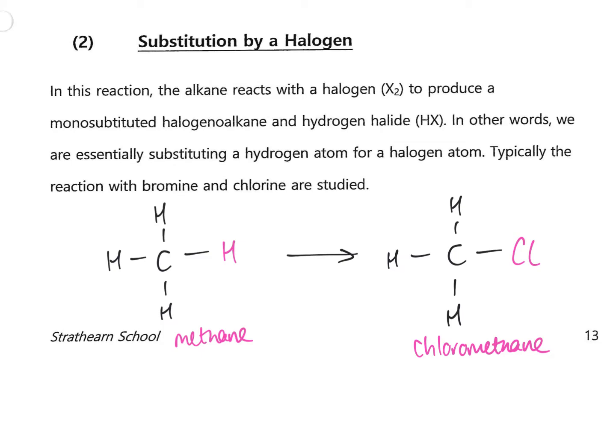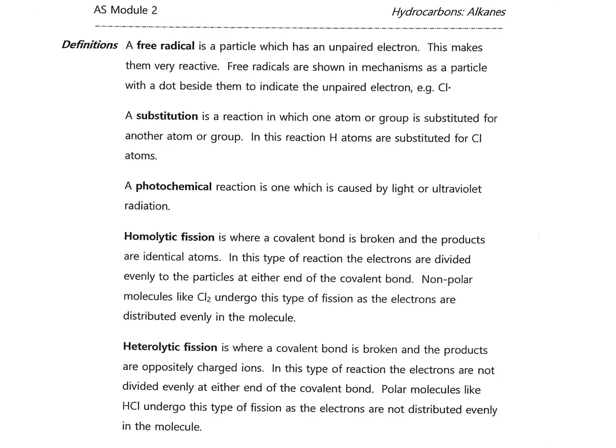But as we said, alkanes are very unreactive, and so we need to go through a bit of a process in order to get this to occur. So in order to understand this reaction, we need to introduce a few definitions, ones which you may not have met before and may seem quite complicated initially. This is quite a unique reaction to alkanes that we will study. So we'll meet the term a free radical. So free radicals are just particles which have an unpaired electron, and that makes them extremely reactive.